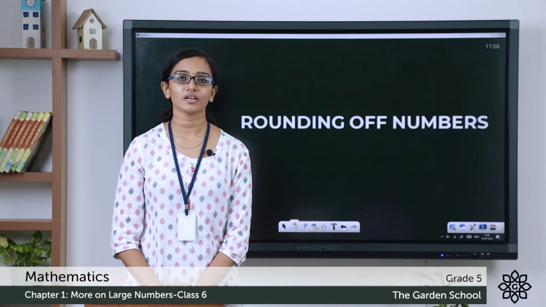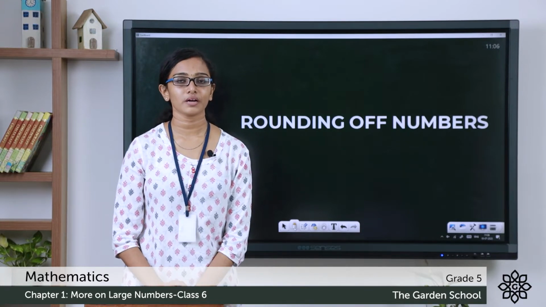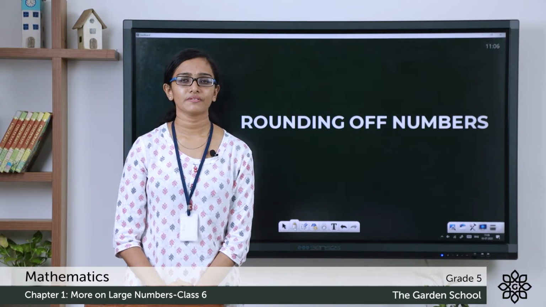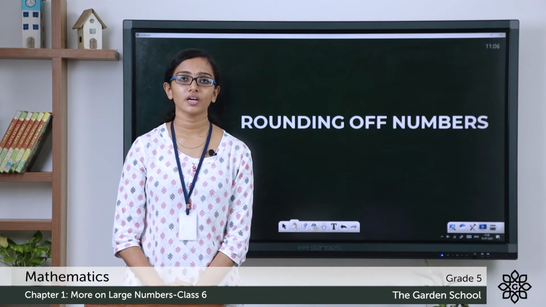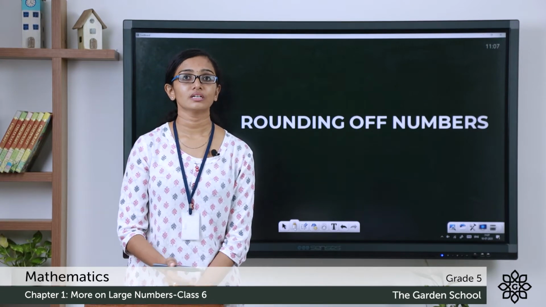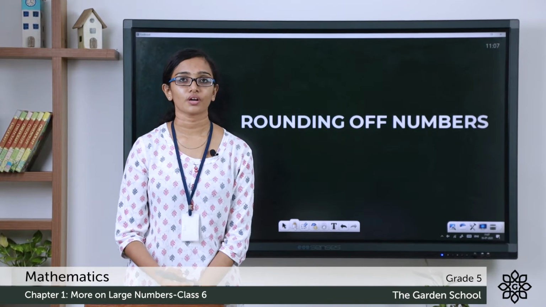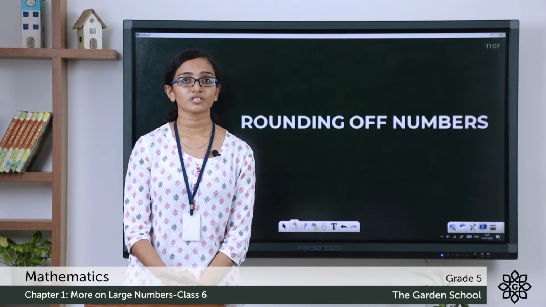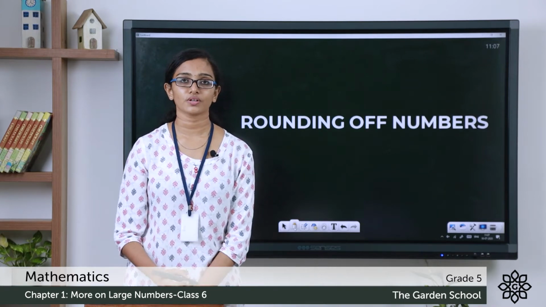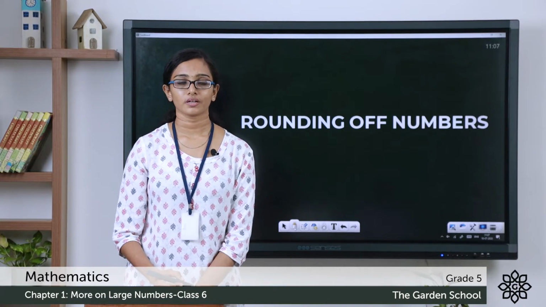Today let's talk about rounding off numbers. What do you mean by rounding off? Suppose someone is asking you how many people are living in your village. What will you say to them? You'll say there are about or around 5,000 people or 10,000 people and so on. You will tell them an approximate number or rounded off number. It's not the actual number, but it will be closer to the actual number. This is called rounding off numbers.